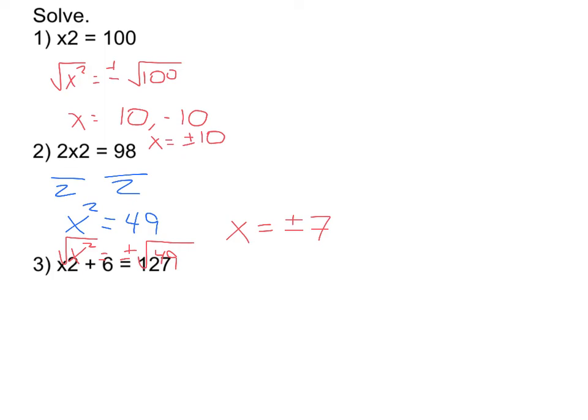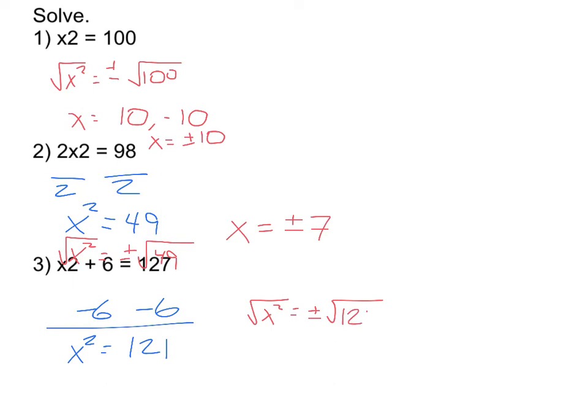Okay, and we'll do the same thing here for number 3. So we're going to get x squared alone, so we're going to subtract 6. So x squared is equal to 121. And when I square root both sides, square root of x squared equals plus or minus square root of 121. So x is equal to plus or minus 11. And we're done.